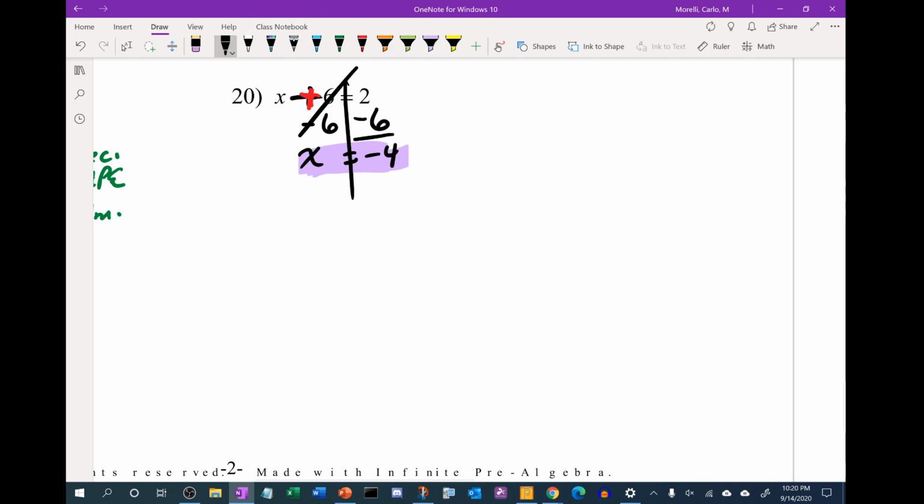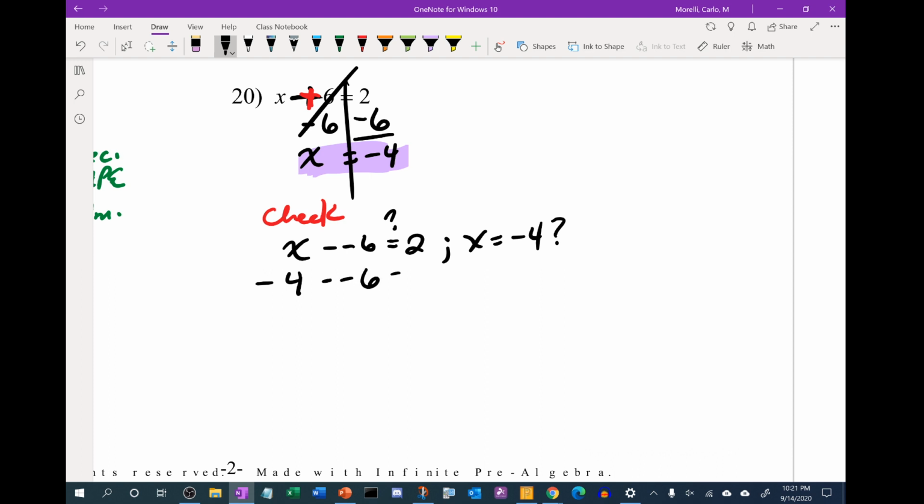Okay. Now I want to check this work. Is it true that x minus negative 6 equals 2 when x equals negative 4? Is this true? Well, let's substitute and find out. I've got negative 4 minus negative 6 equals 2. And I'm justifying that with substitution. Over here, this was a rewrite, and then this was the subtraction property of equality, and then this was just simplification.